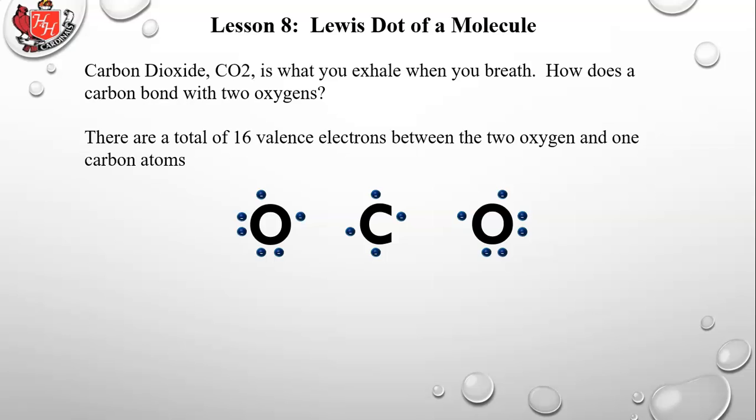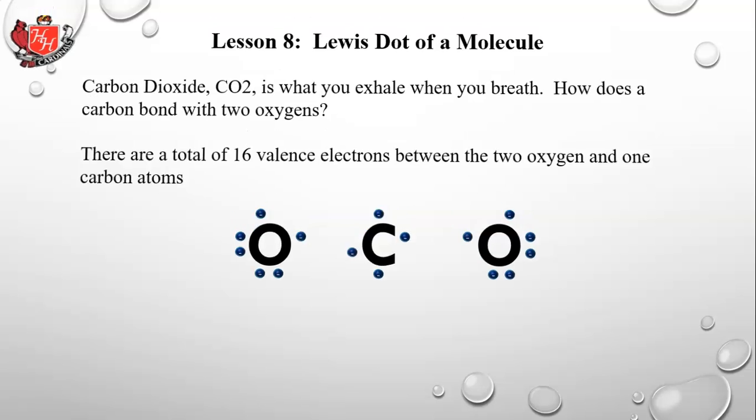So how could they arrange themselves so that they bond in a way that the oxygen, the carbon, and the other oxygen all have octets? How could they do that? So stop and think about that for a second. You can even draw it out on a piece of paper. It's hard to do it entirely in your head. See if you can do it on a piece of paper. You have 16 electrons to work with, and you need 3 octets.